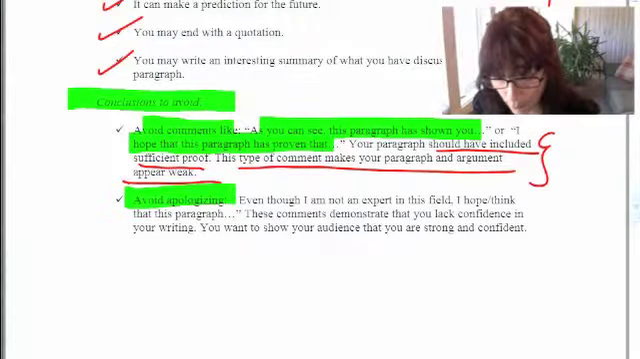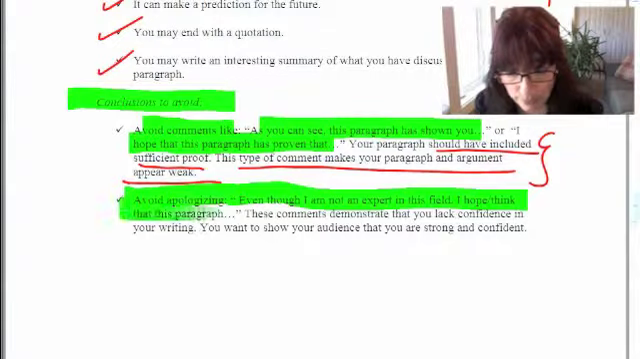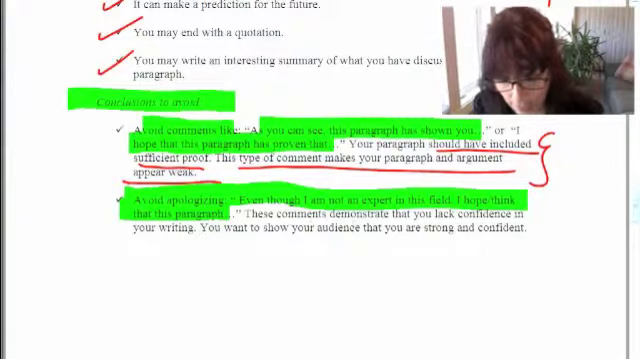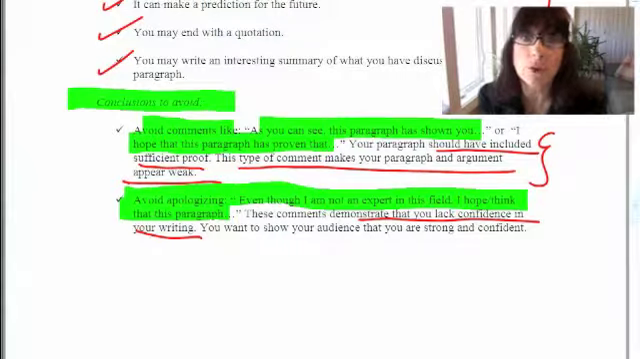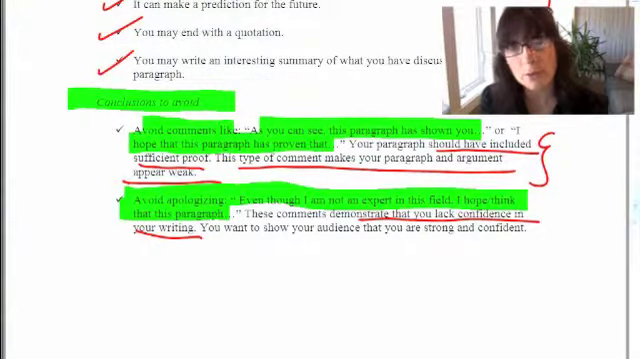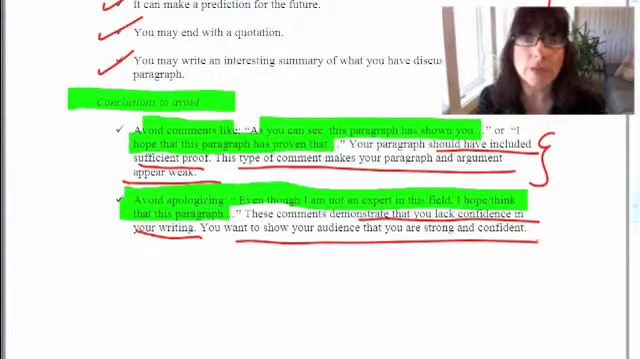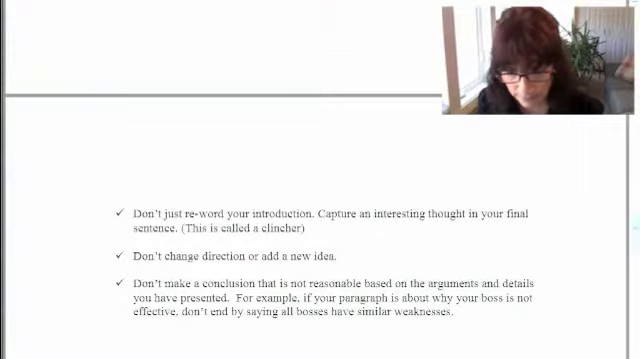Again, avoid apologizing. For example, avoid a comment like, "Even though I'm not an expert in this field, I hope or think that this paragraph..." and going on from there. Again, comments like this demonstrate that you don't have confidence in your own writing. You're worried that your argument hasn't been strong enough. If you think your argument's not strong enough, you shouldn't be writing about that topic, or you need to do research, or you need to rewrite your paragraph, or your essay, or your letter, or your business report, or whatever you're expressing. You want to show your audience every time you write that you're strong and that you're confident, that you're teaching your reader or your audience something.